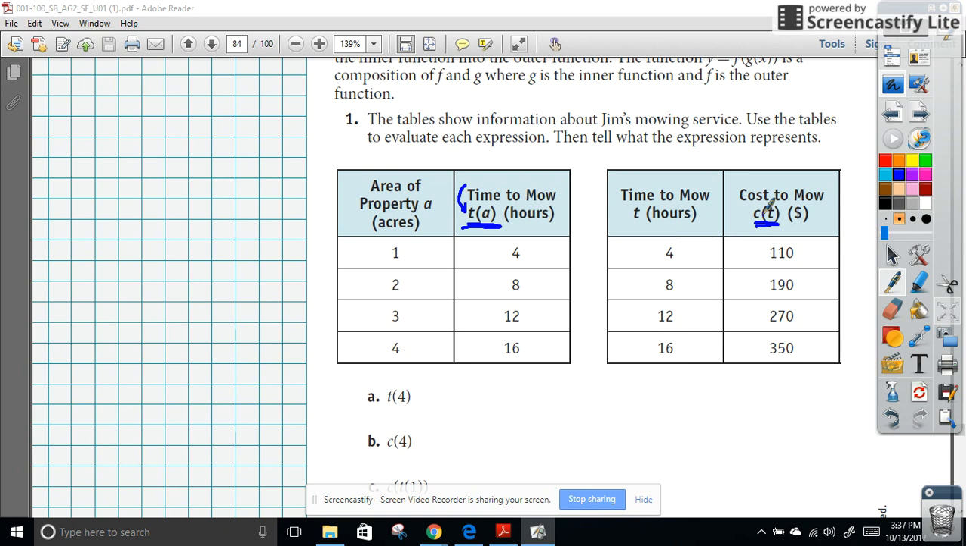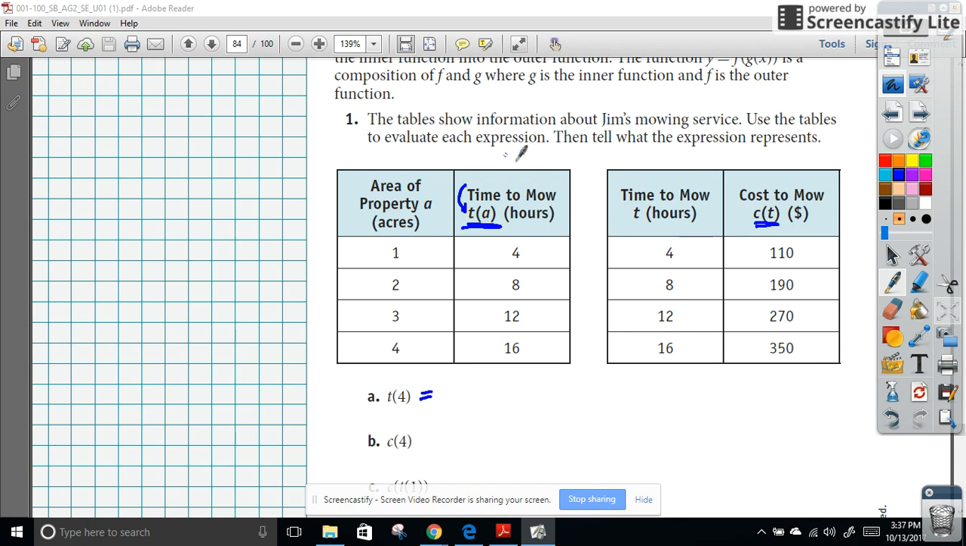And the C function is the cost function. It tells us right here that it's the cost function, the cost to mow. The cost depends on the amount of hours that we mow. So we have two different functions here. So when we see this right here, T is equal to 4.